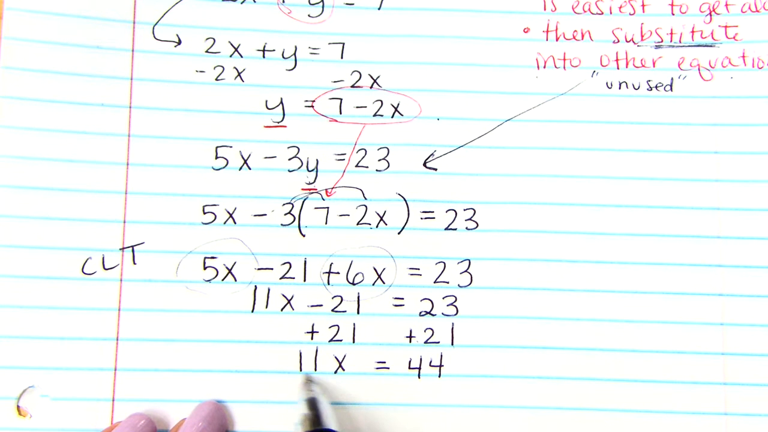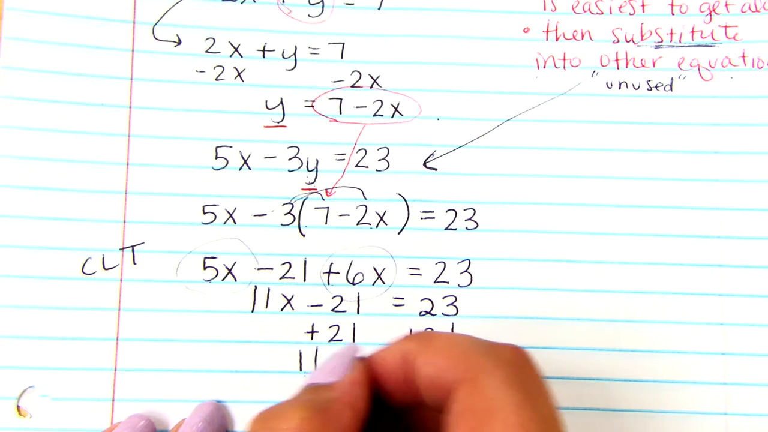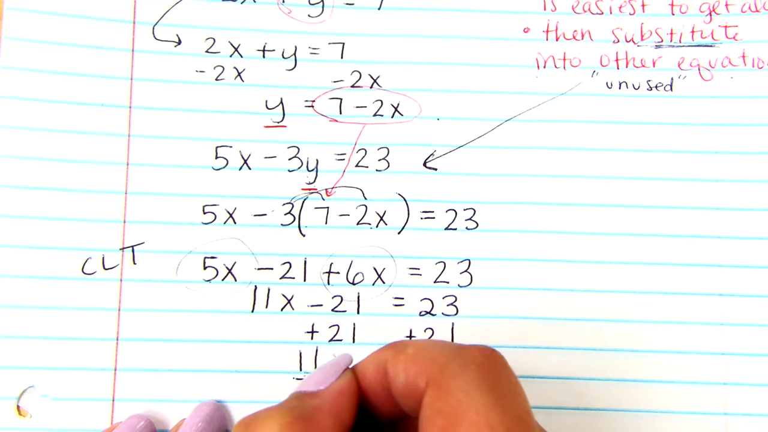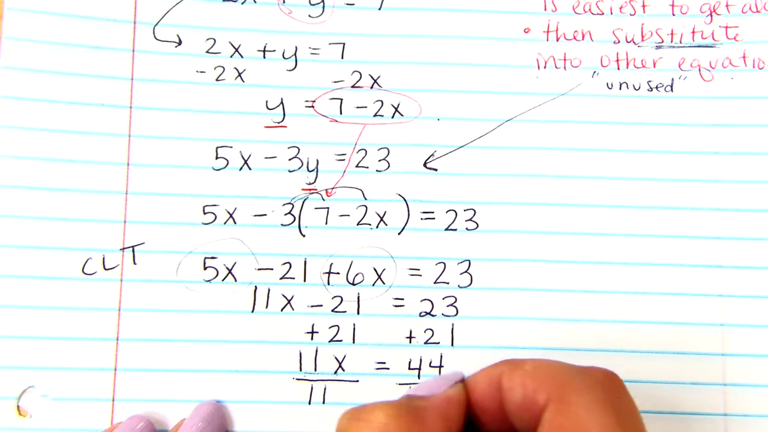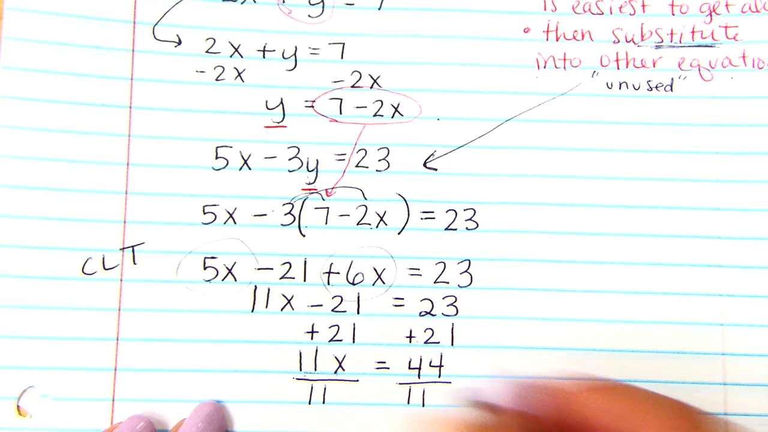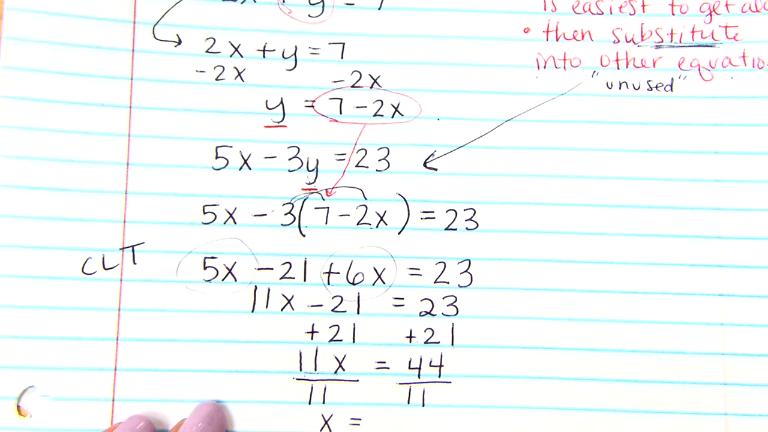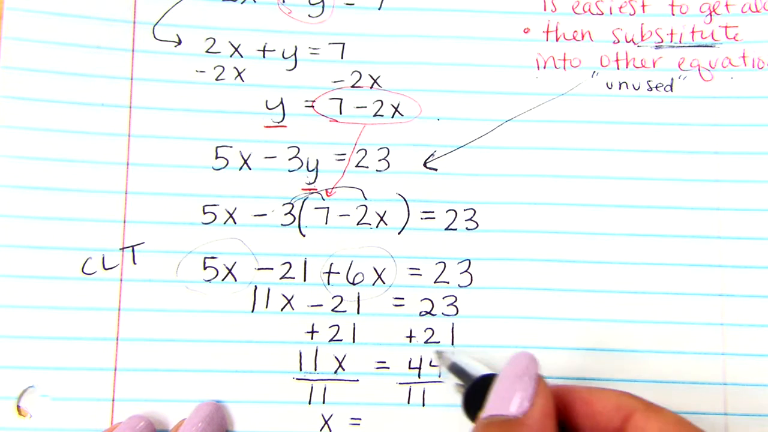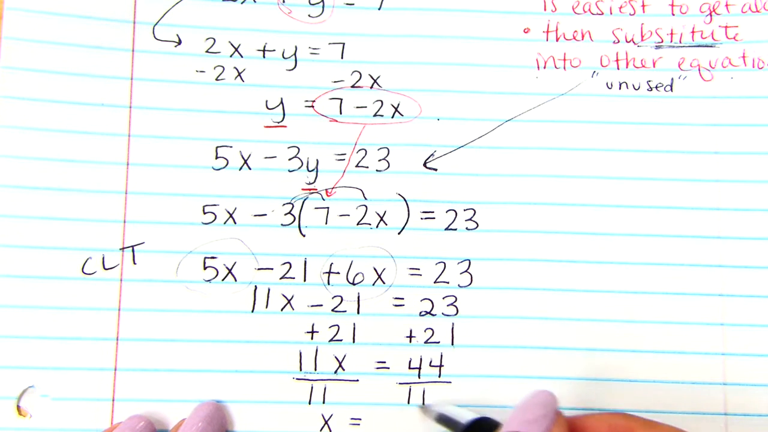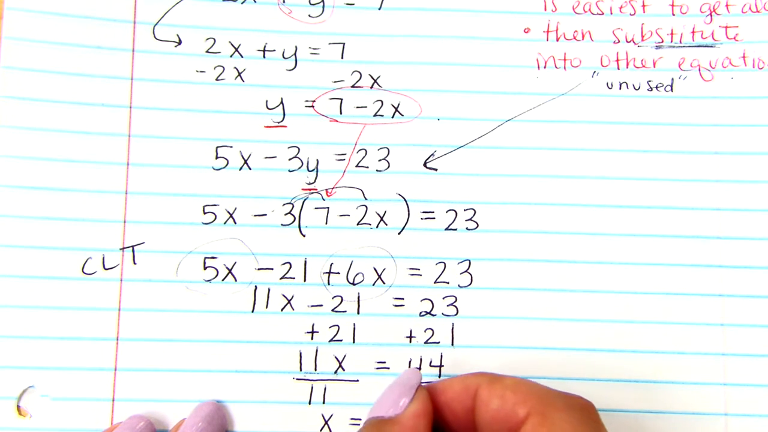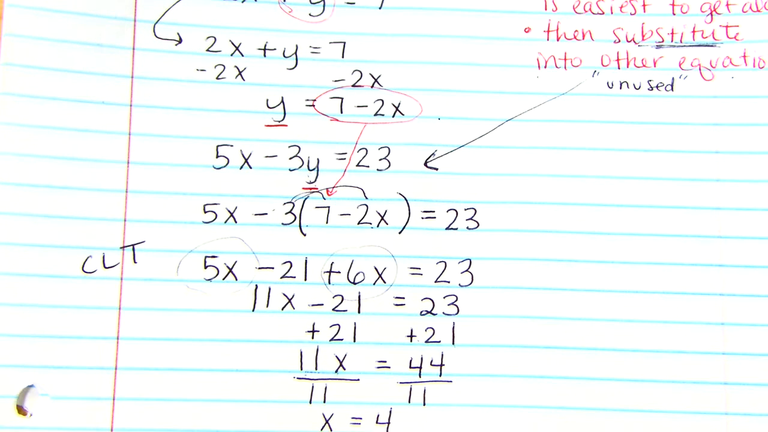Your last step is to get x alone. So that coefficient, you're multiplying these together. We want to do the opposite of multiply. So we're going to divide by that coefficient on both sides. And then we're going to divide, 11 goes into 44 4 times.